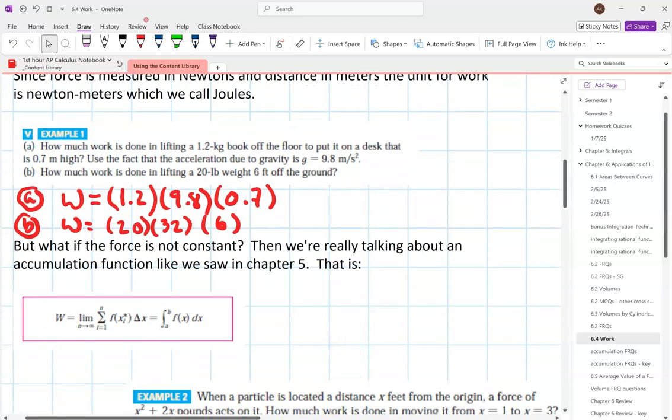But what if the force isn't constant? What if every time you move the object, the force is changing? So now what we're talking about is having to do a separate work calculation for each little tiny increment, and adding up all those little tiny increments. Every time the force changes, we're going to do a new work calculation and add up all those little tiny calculations to get the total amount of work. Oh boy, this sounds a lot like an integral, and that's exactly the idea here.